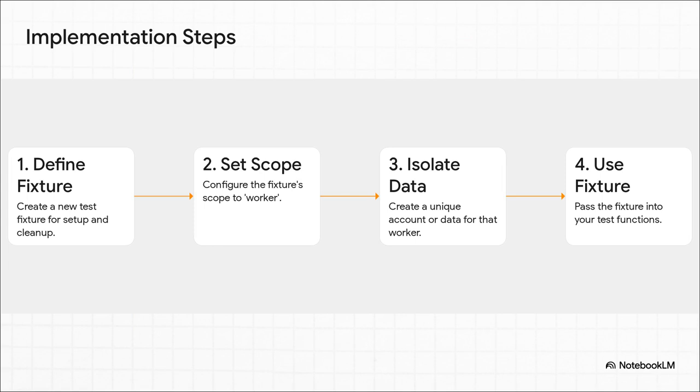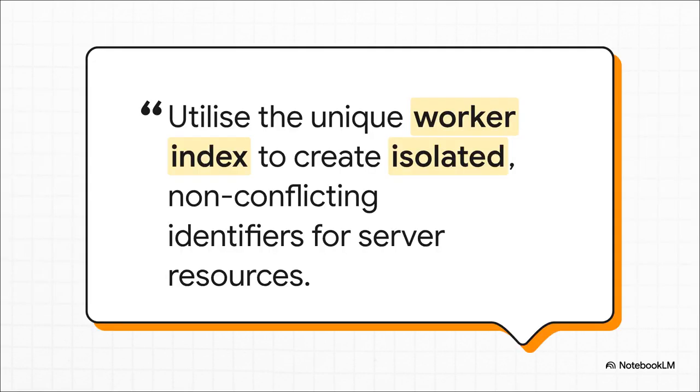First, you define a new fixture. Second, and this is the magic right here, you tell Playwright its scope is worker. Third, you put your logic in there to create a unique user. And finally, you just pass that fixture into your tests. That's it. Now, for the insider tip, this is what makes it all click. How do you actually make the user unique for each worker? Well, Playwright gives us this awesome little property called workerIndex. It's just a unique number that Playwright hands out to each parallel worker. So you just grab that index and tack it onto your test user's email. You get test user-0, test user-1, and so on. Just like that, you've guaranteed every worker is playing in its own sandbox.